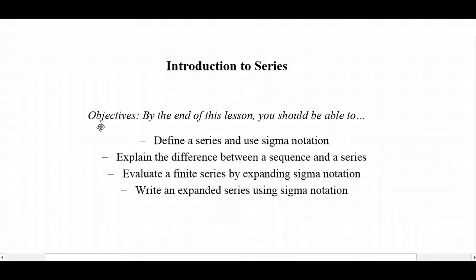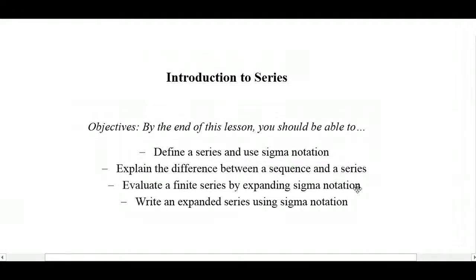Introduction to series. Objectives. By the end of this lesson, you should be able to define a series and use sigma notation, explain the difference between a sequence and a series, evaluate a finite series by expanding sigma notation, and write an expanded series using sigma notation.